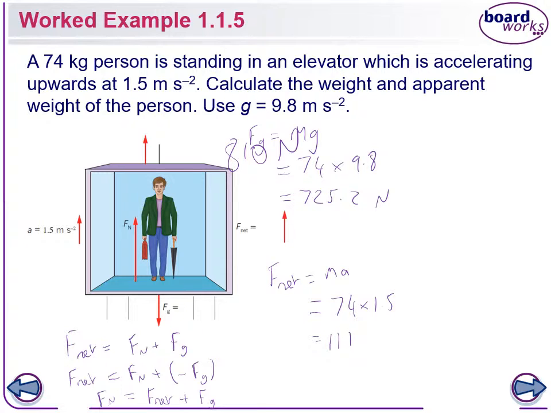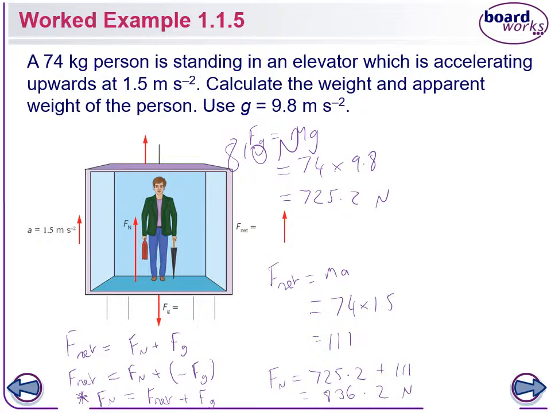And so plugging those numbers back into our equation, we get Fn is equal to 725.2 plus 111, which is equal to 836.2 newtons.